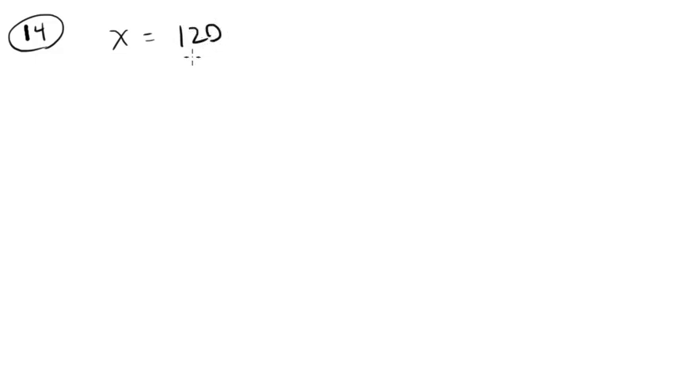Now again, you could pick 100, you could pick 2, you could pick 1,000. They're all going to work mathematically. You're just going to have to juggle some weird numbers. But you're going to see picking 120 is going to make this a lot easier.